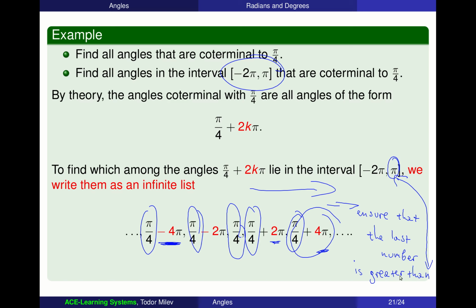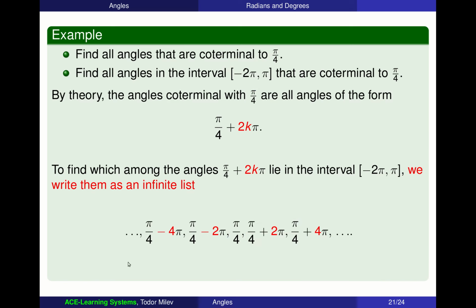If you don't want to think very, very hard of how exactly pi compares to pi over 4 plus 2 pi or pi over 4 plus 4 pi, you can just write many, many terms until you're absolutely sure without any computation that the number you have written here is bigger than the number that you see there. Same story to the left. So to the left, you make sure that the leftmost number is smaller than the left-hand point of the interval in which you want to fit all of your coterminal angles.